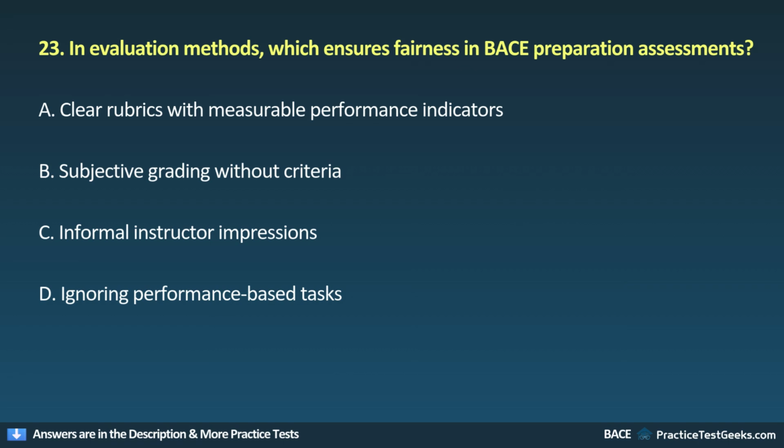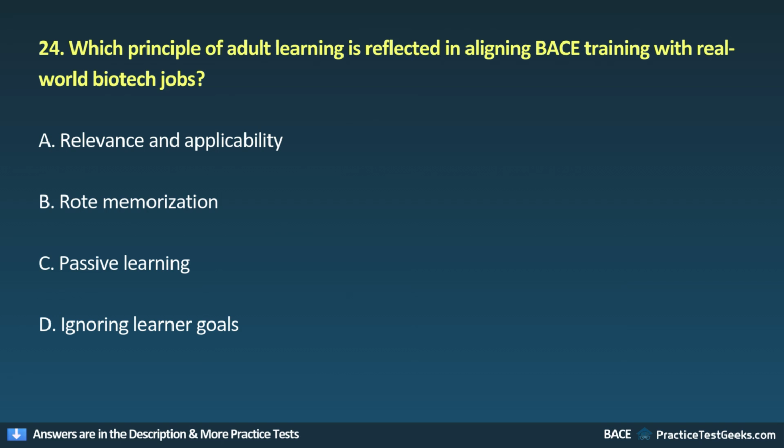A. Clear rubrics with measurable performance indicators. B. Subjective grading without criteria. C. Informal instructor impressions. D. Ignoring performance-based tasks. 24. Which principle of adult learning is reflected in aligning BACE training with real-world biotech jobs?